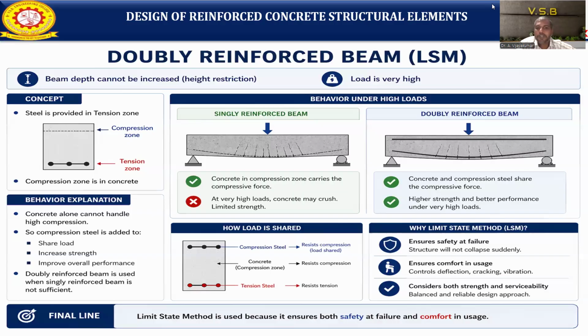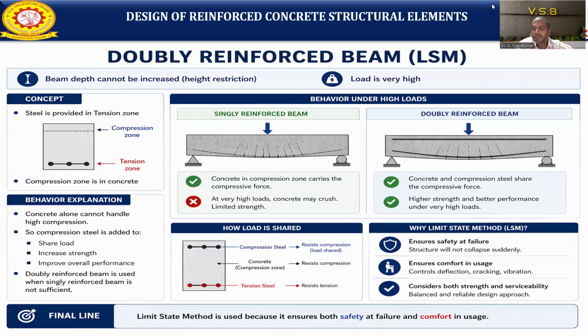Okay. How will the load be shared? We are providing compression steel above the neutral axis as well as tensile steel. Concrete will also be in compression. Apart from the concrete compression load, steel is also going to resist the compression load, and the steel will also take the tensile load. Now all the materials are taking loads. In the bottom section, the steel takes the tensile load. In the top section, above the neutral axis, both concrete as well as steel take compression.